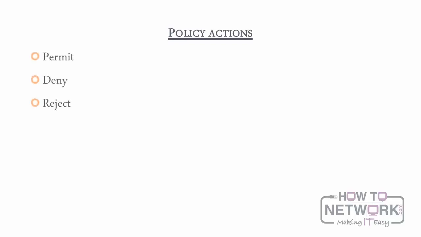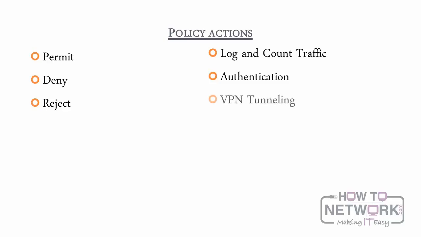Policy actions can permit, deny, or reject. You can also log and count traffic, and add authentication, VPN tunneling, IDP, and UTM to each policy. Authentication forces users to identify themselves before their traffic is allowed, and you can use either pass-through, that's transit, FTP, Telnet, or HTTP only, or web authentication like HTTPS.